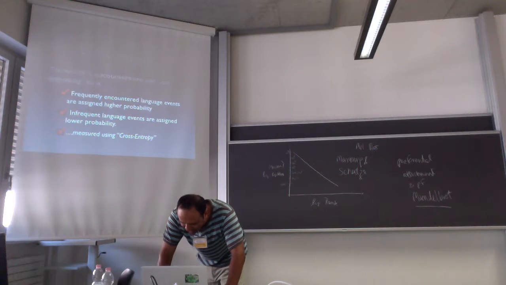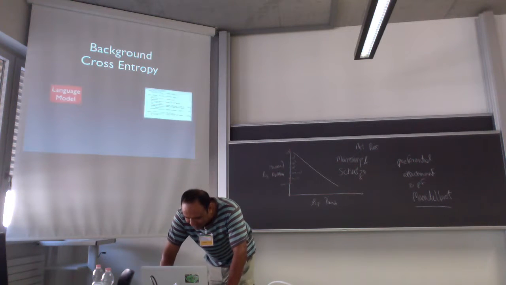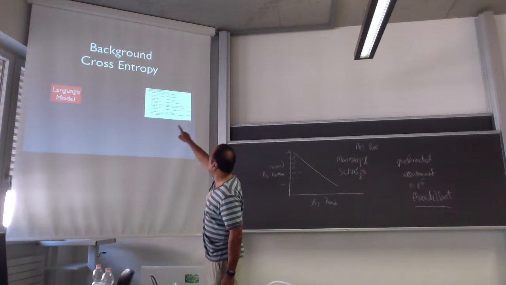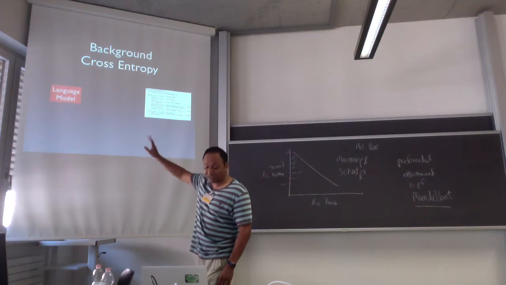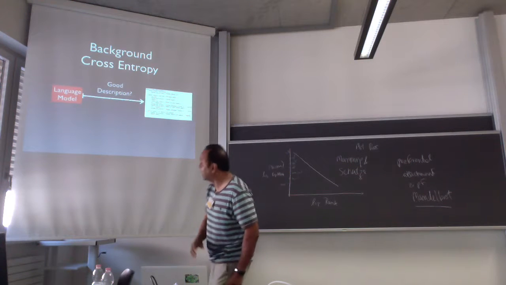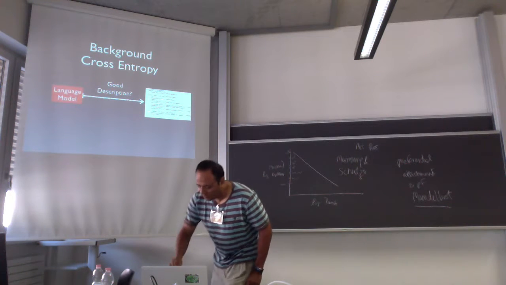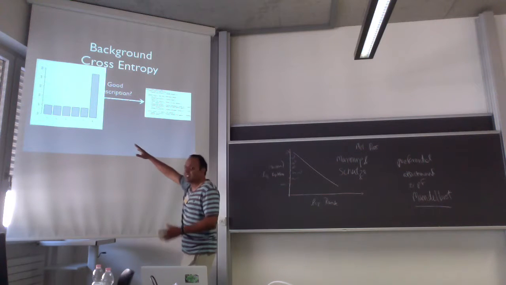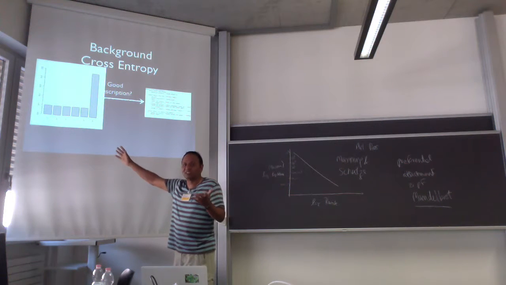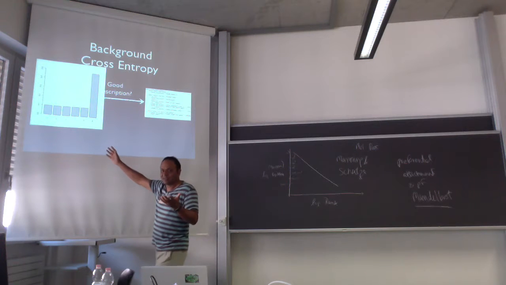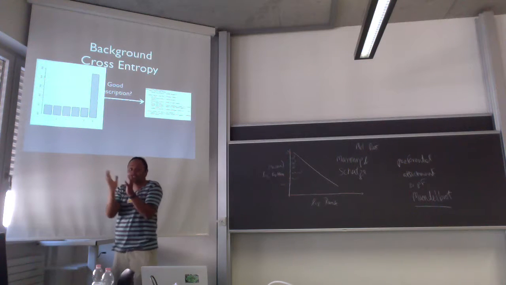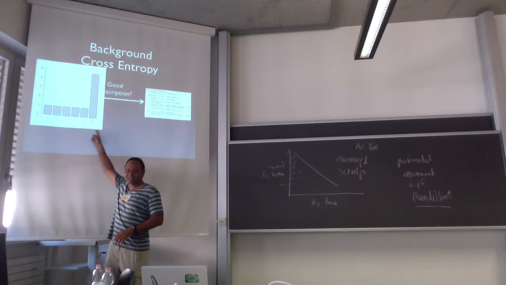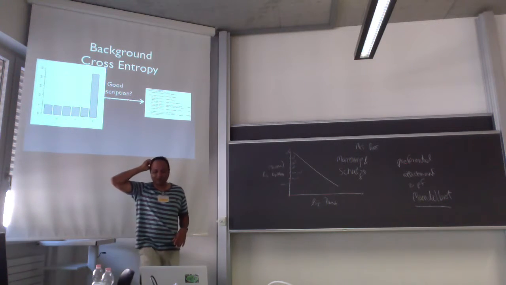So just a little bit of a pictorial look at cross-entropy. You have a language model, and this is some program that it has never seen before, a test program. If you want to ask what a good description is, we use cross-entropy. Let's suppose there are only 6 different words, or 6 different events, in a very restricted language. And let's say the language model gives a probability distribution like this.